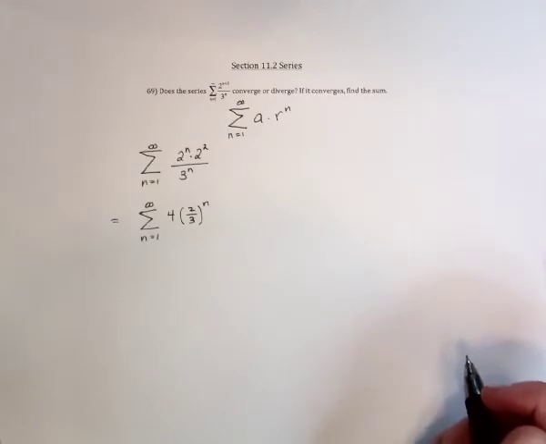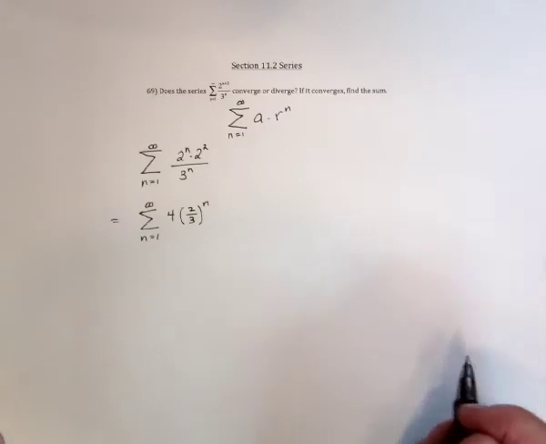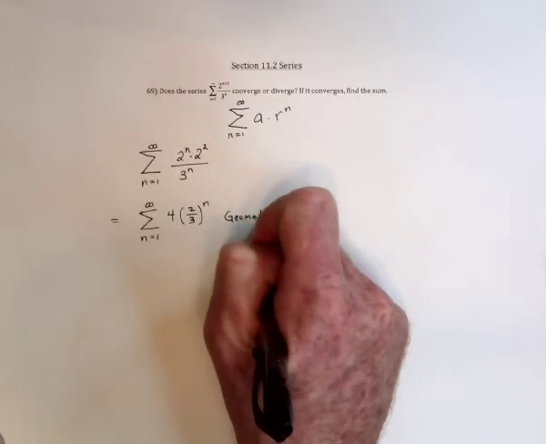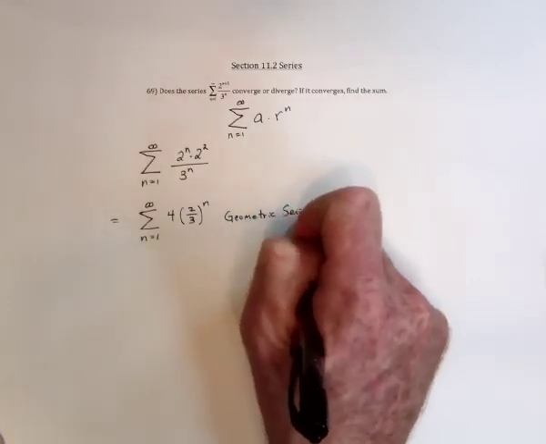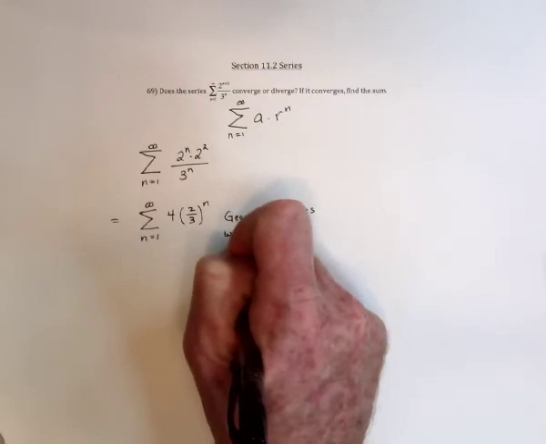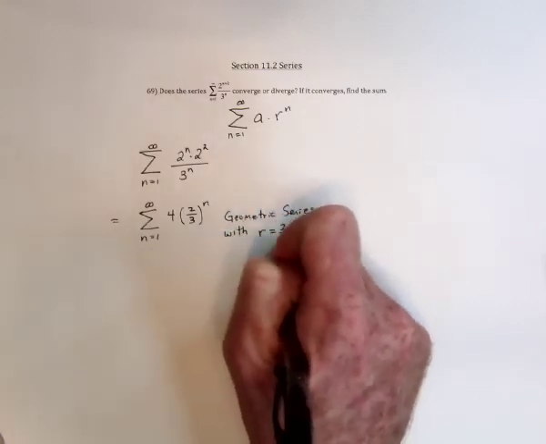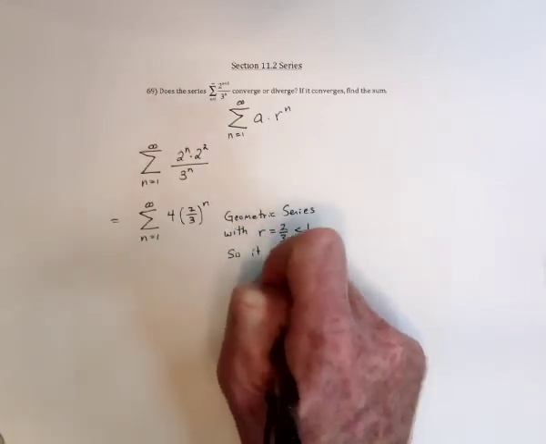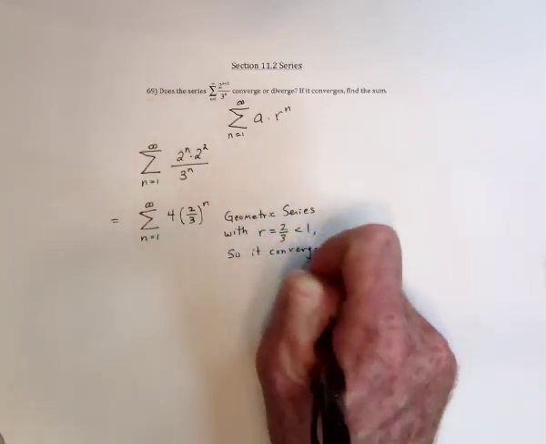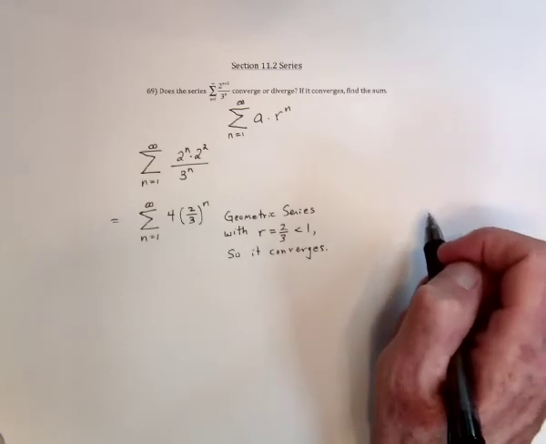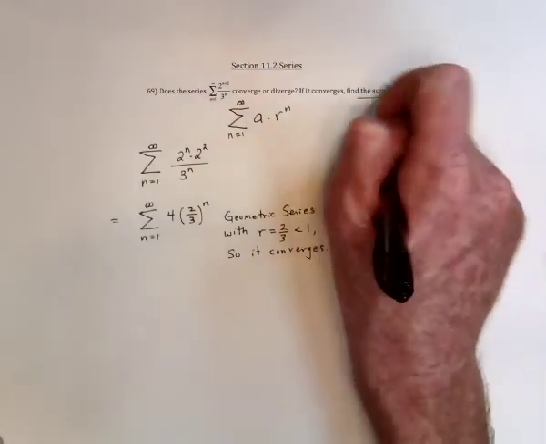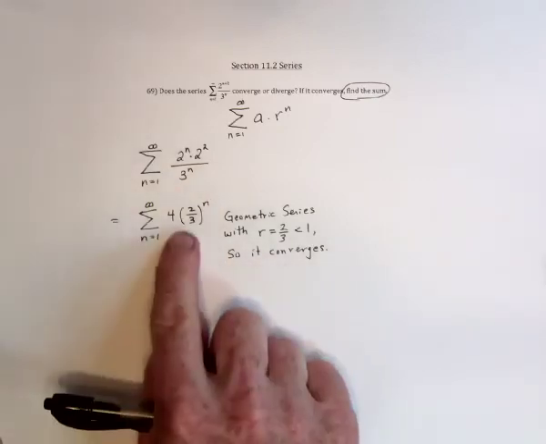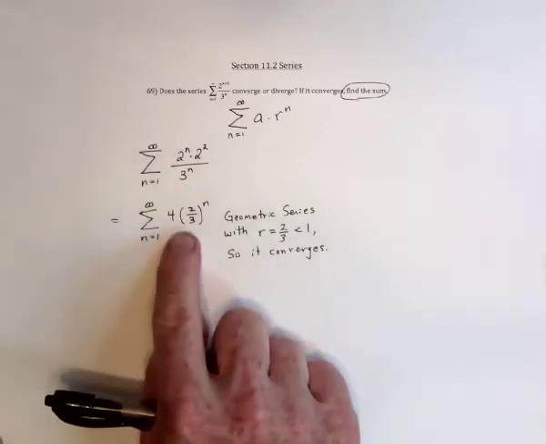And that means it's a geometric series with r equals 2/3, which is less than 1, so it converges. Now for some additional fun, that means this thing adds up to a finite number, so what is that finite number?